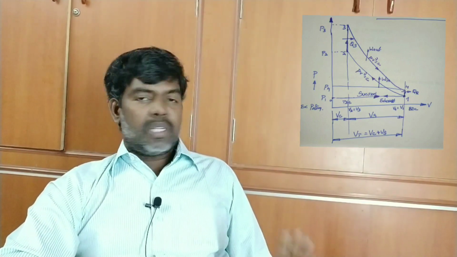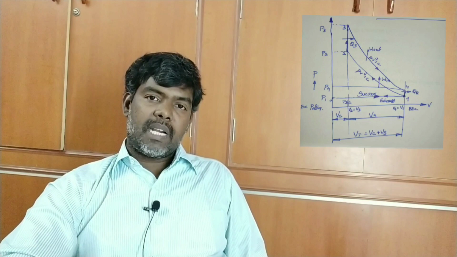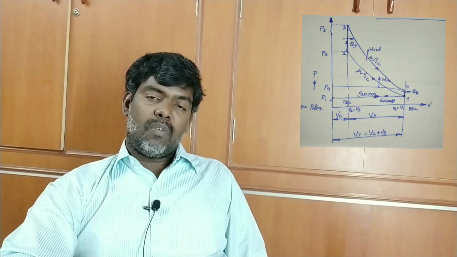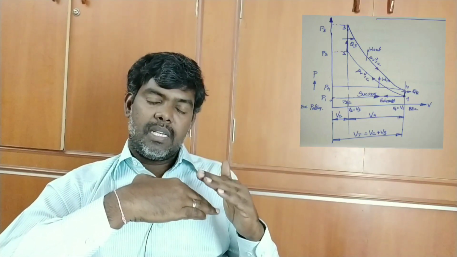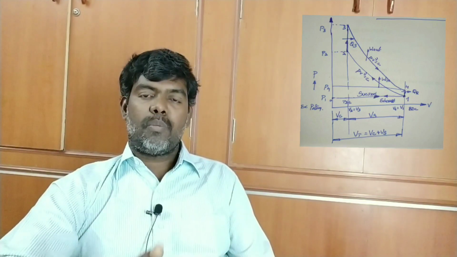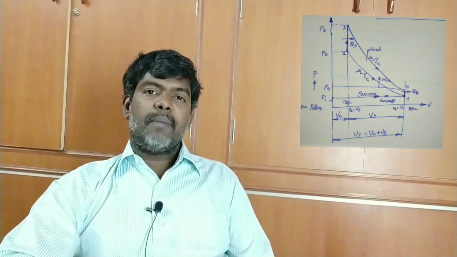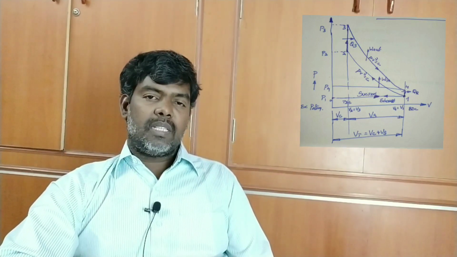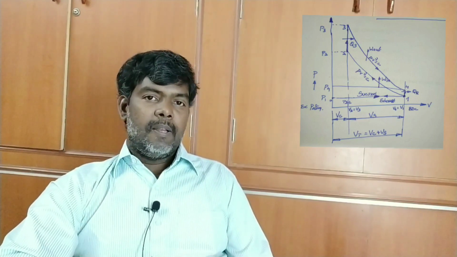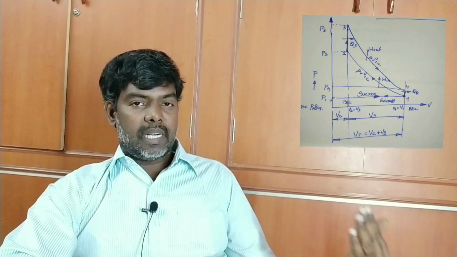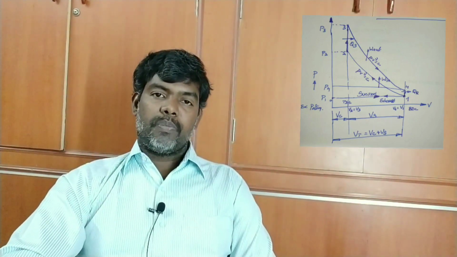So what happens in the isentropic process? It is a compression. The piston moves from bottom dead center to top dead center, therefore the volume is reducing. Due to the reduction of volume, the pressure automatically increases. If the pressure increases, the temperature also increases, because pressure is inversely proportional to volume and directly proportional to temperature. So from volume V1 to V2, the pressure increases from P1 to P2 during compression.